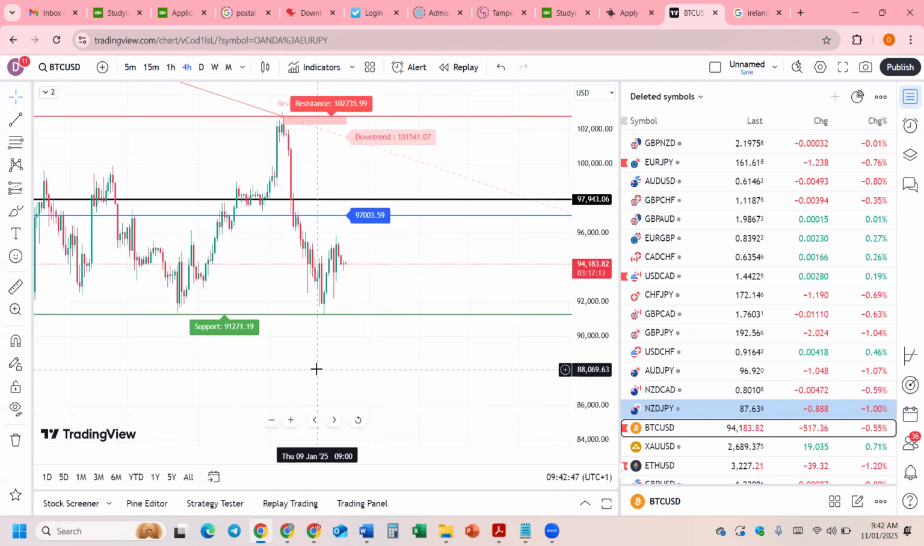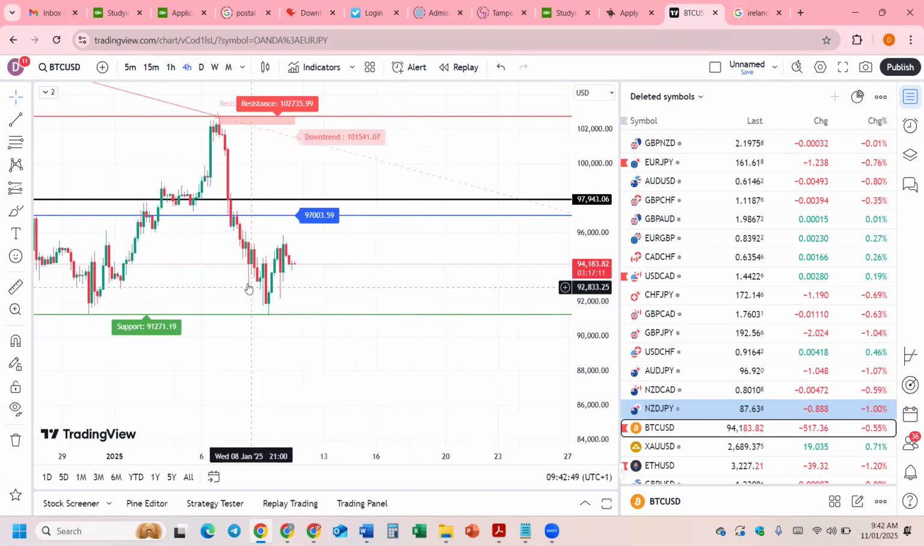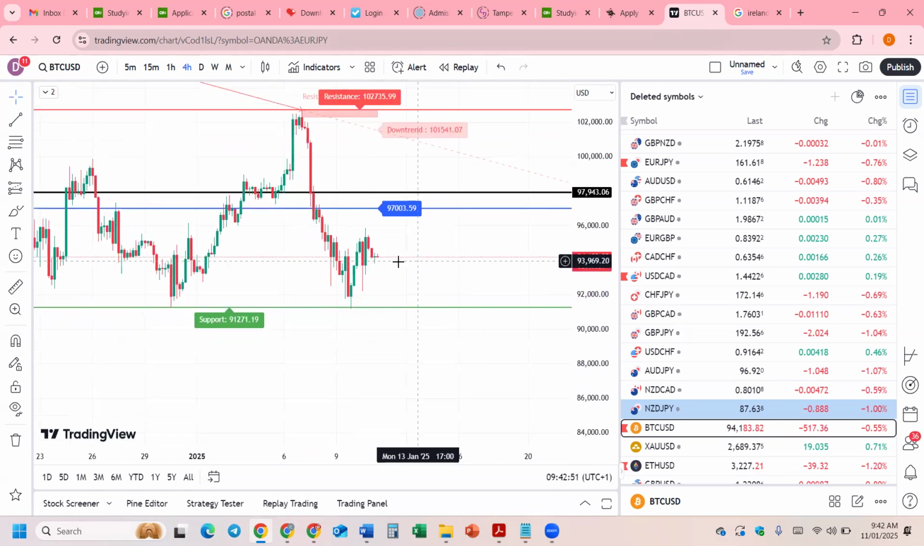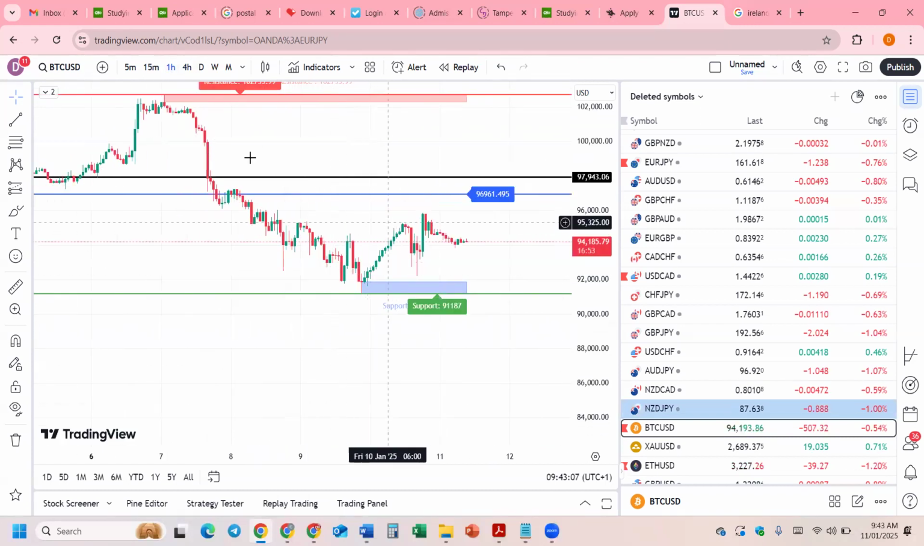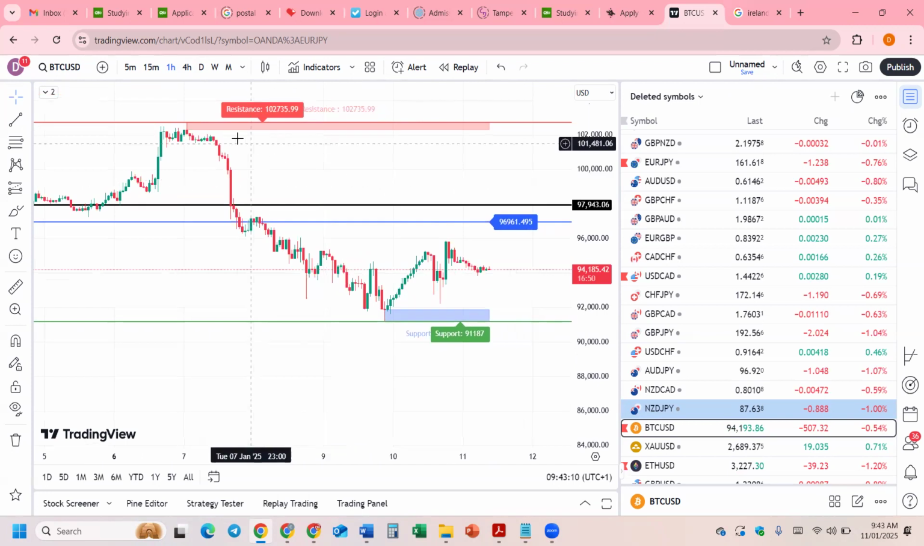You can see from the 4 hour time frame, the trend is a downtrend. And this is a selling candle over here. If I go over to the 15 minute or the 1 hour time frame, you can see that the trend also is a downtrend. So you see the price aligned at the same support and resistance.